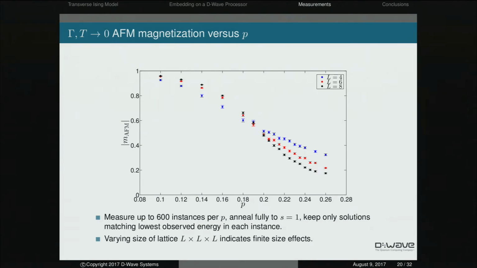Okay, back to where I was. We've done this filtering by energy. The idea there was I just wanted to know what the magnetization for the lowest energy solutions looks like, and then I take the average over that for my ensemble for a particular value of p. So that's what you see on this plot up here. Starting with the smallest system, you can see it's a monotonic function that's dropping down as p increases.